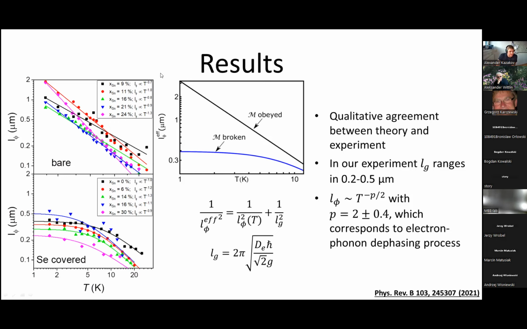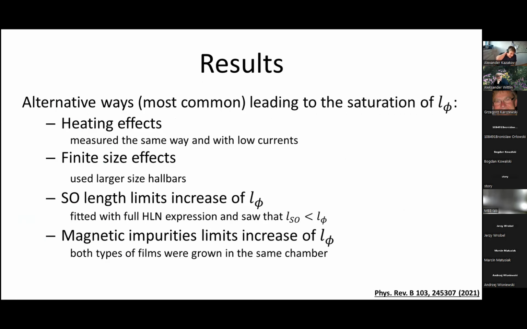since it is known that at low temperature the dielectric constant here is pretty high and electron-electron interactions are suppressed. However, in principle, such saturation of L-phi is not something very unusual. One can get it due to different reasons. The most common are heating effects, finite size effects, or some other length scales which are limiting the rise of L-phi.